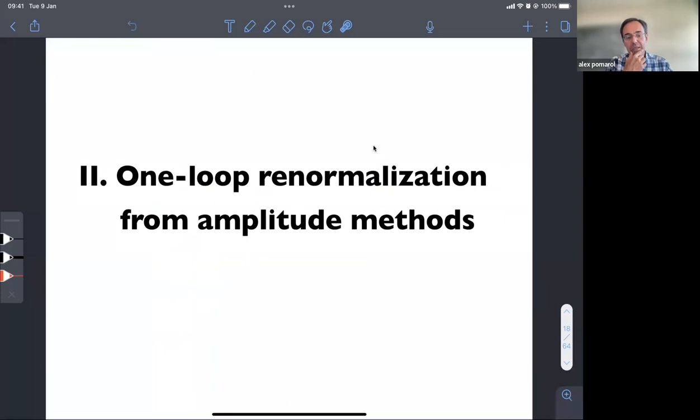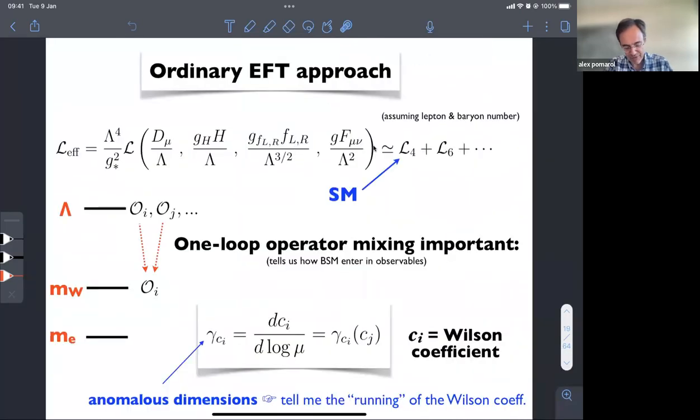So let me go to another important property. As you probably heard from the lectures you have on effective field theories, one important effect is the renormalization. Let me go back to the effective field theory approach. As I was saying, this is a Taylor expansion in fields. At leading order, you have the standard model, and after that you have the dimension 6 operators, which are what we call BSM. Right now experiments tell us that the standard model works very well for all the experiments we're doing.